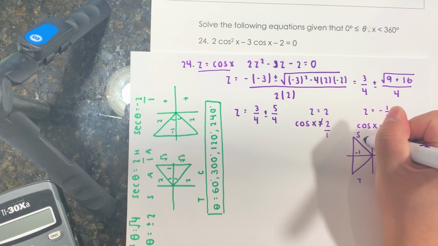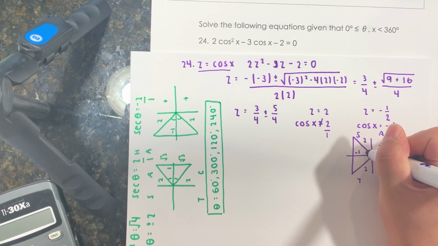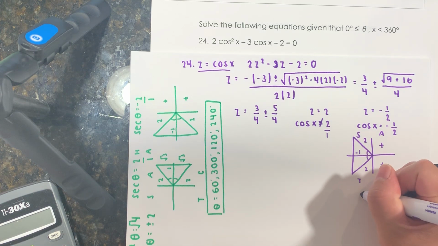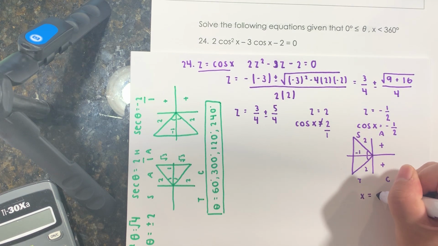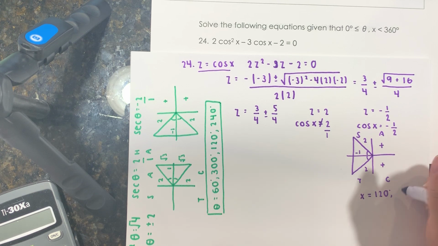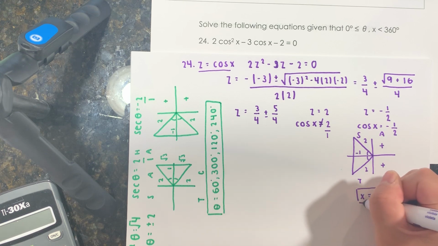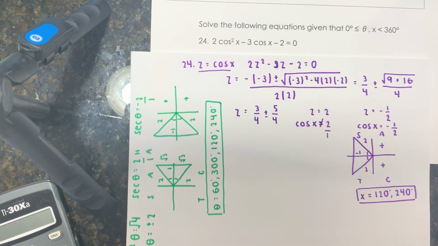My adjacent's negative 1, my hypotenuse is 2, meaning that my angle is going to be equal to 60 degrees. Because it's in quadrant 2, I'm going to subtract it from 180, which would give me 120. And then in quadrant 3, I'm going to add it to 180, which would give me 240. And those are your only two results for number 24. So you would not have to do the other one.